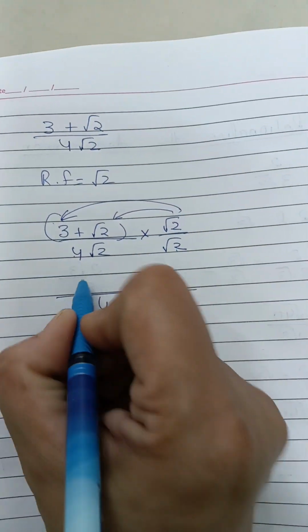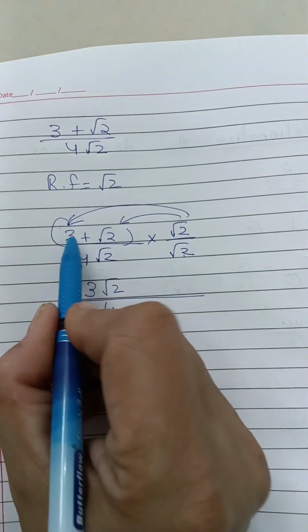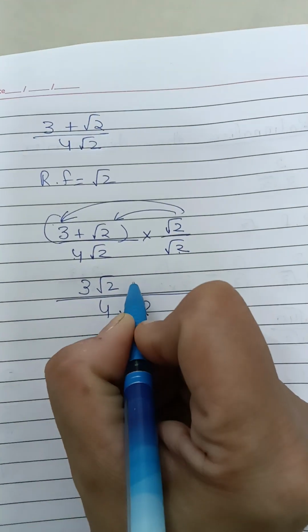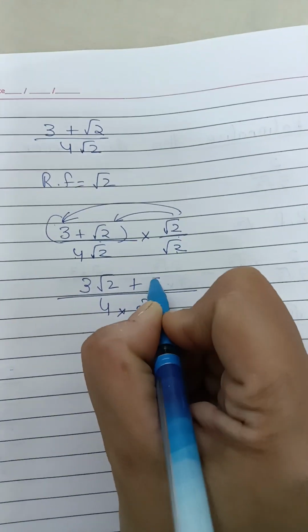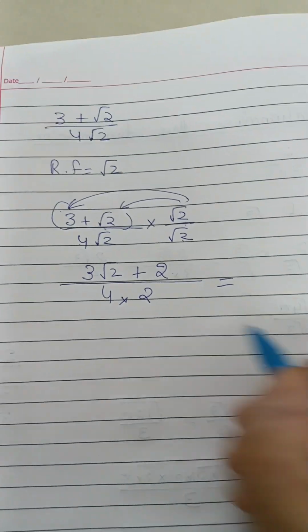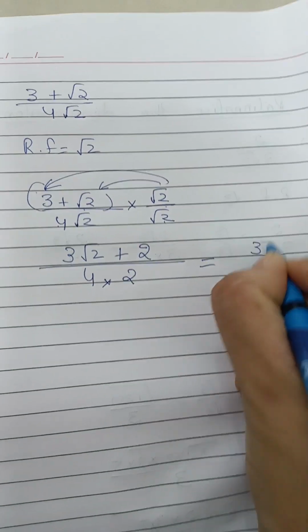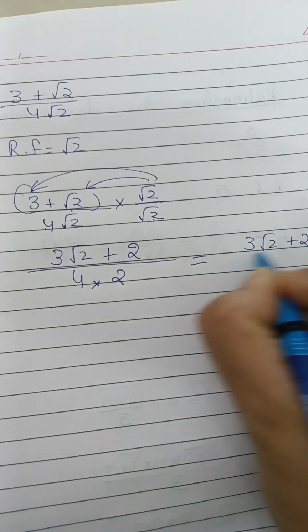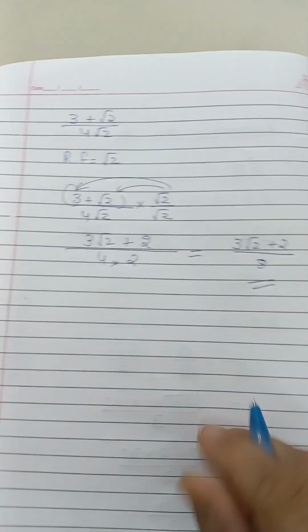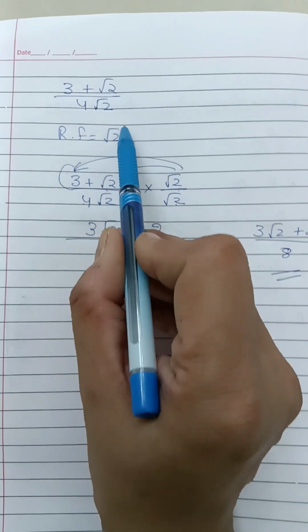So 3 into root 2 is 3 root 2. We can never multiply the outside number to the inside one. Plus root 2 into root 2 is 2. So finally we have 3 root 2 plus 2 upon 8, and this is the final answer with the rationalized denominator. You can see the number was 3 plus root 2 upon 4 root 2.